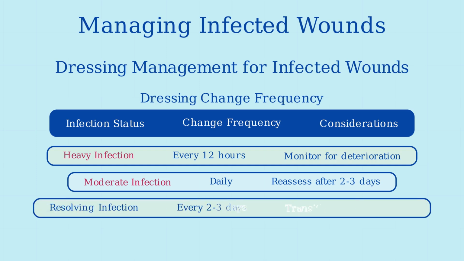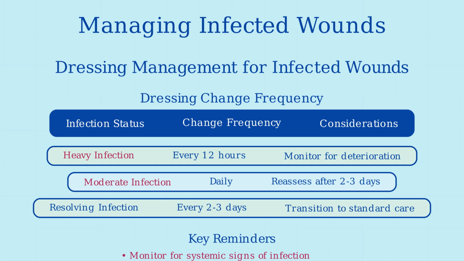As infections resolve, dressing changes can be reduced to every 2 to 3 days, transitioning toward standard wound care. Always monitor for systemic signs of infection. Escalate care if the infection worsens, and document wound appearance at each dressing change.